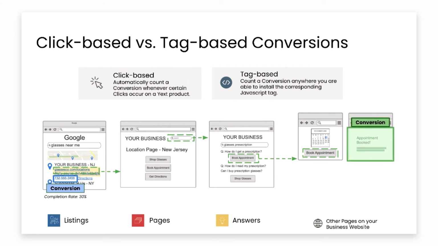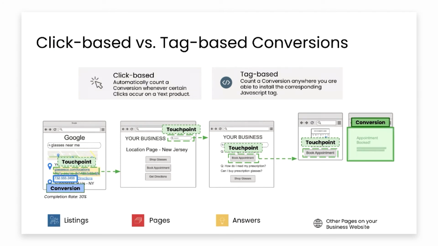This type of conversion that occurs on your website outside of listings, pages, or answers is tracked using a tag-based conversion. You can also attribute these conversions to clicks on touch points that occurred earlier on in the journey. Note that these conversions will only be counted in Yext if the user had engaged with a Yext property sometime within the journey.